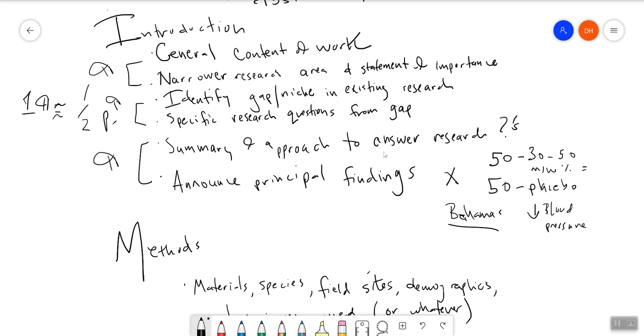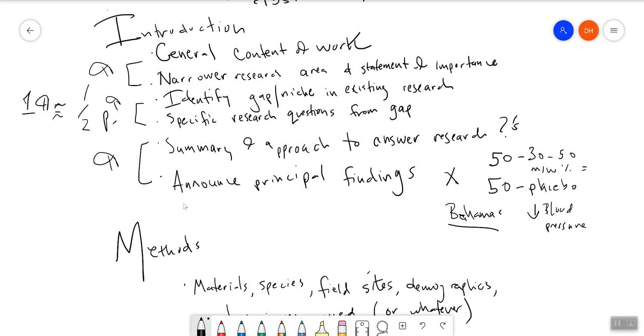Now, the other thing that the introduction has to do is give a summary of the approach to the answer, or basically you're summarizing what you did to answer the research questions. So you're basically just summarizing what you're doing in the methods. The methods get really specific. Our research team, over the course of 3 months, gave this medicine to 100 people, 50 of which got the medicine, 50 of which received a placebo.